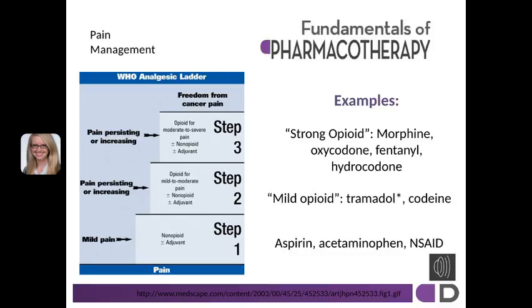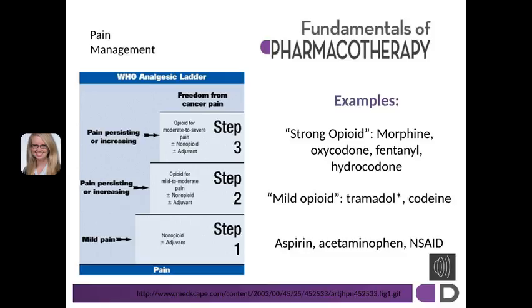The first step is for mild pain, or kind of the initial treatment, and you want to be thinking about non-opioid medications and potentially adjuvants. Adjuvants are add-on medications, which we will talk about at the end of this lecture. But in general, this step 1 is going to be your OTC type pain medications, such as Tylenol or ibuprofen.